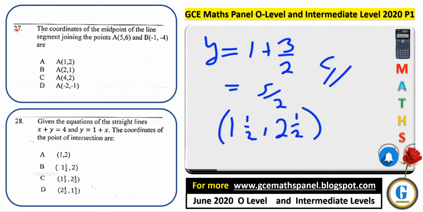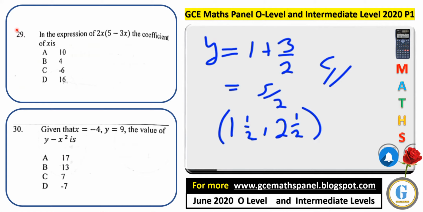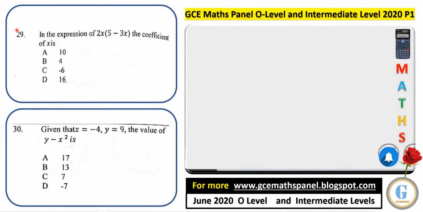That was question 28. Question 29. In the expression, what is the coefficient of x? For us to have the coefficient of x in this expression in number 29, we first of all have to expand. So we have 2x times 5, 10x. And we have 2x times minus 3x, that is 2 times minus 3 is minus 6, and x times x is x squared.